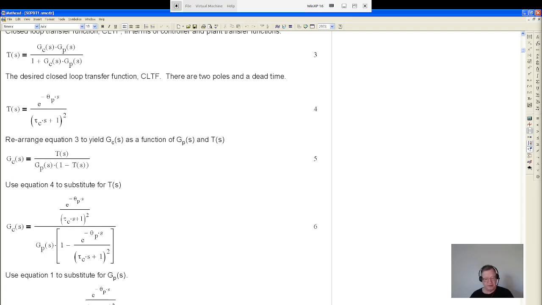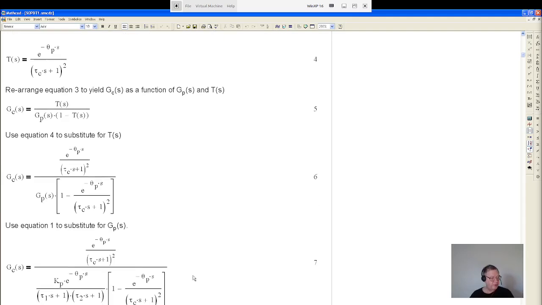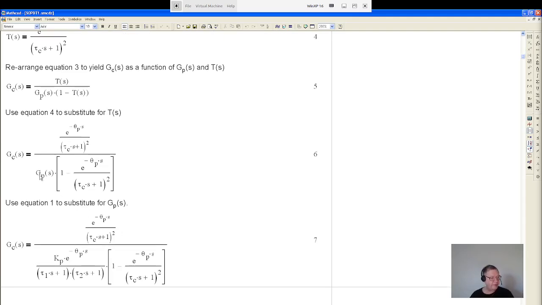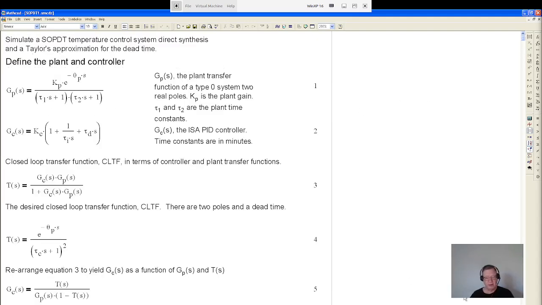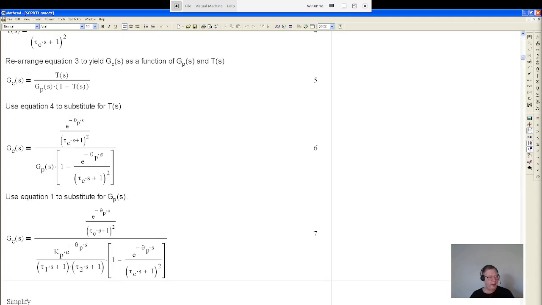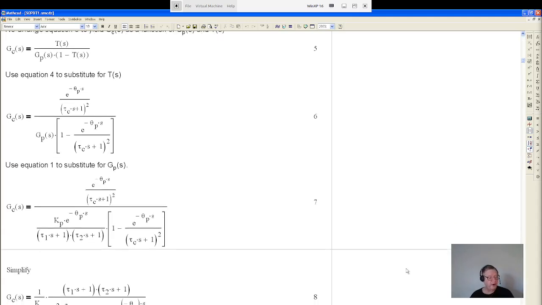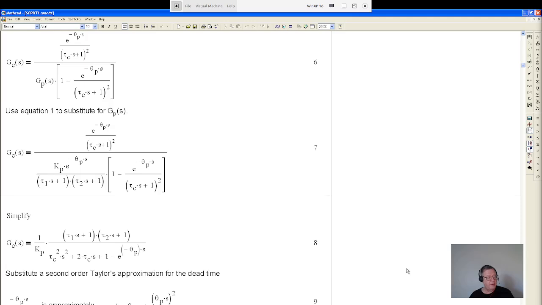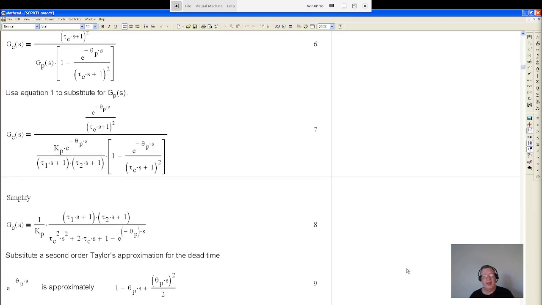And then the next step is to substitute in for the plant transfer function. And I do that here. The plant transfer function is using equation 1 from up here. So it's a bunch of substitutions so far. And now I get into some of the nitty gritty and why it's handy to have a symbolic math processor. I use the simplify instruction, and I know this doesn't look simplified, but this is the controller transfer function.